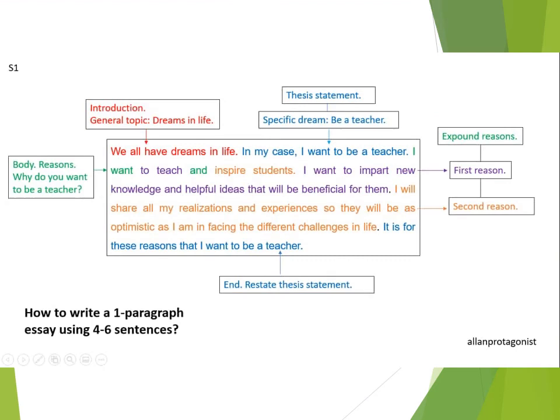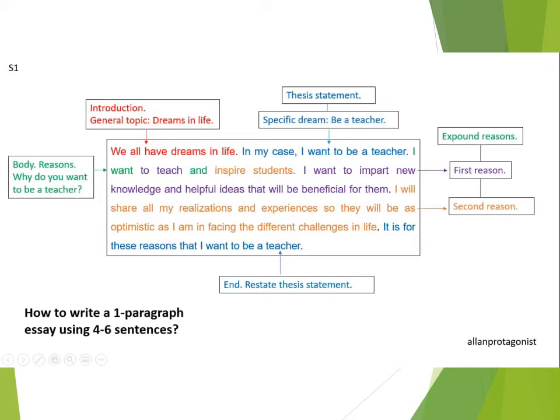I have here his actual paragraph example. We all have dreams in life. In my case, I want to be a teacher. I want to teach and inspire students. I want to impart new knowledge and helpful ideas that will be beneficial for them. I will share all realizations and experiences so they will be as optimistic as I am in facing their challenges in life. It is for these reasons that I want to be a teacher.